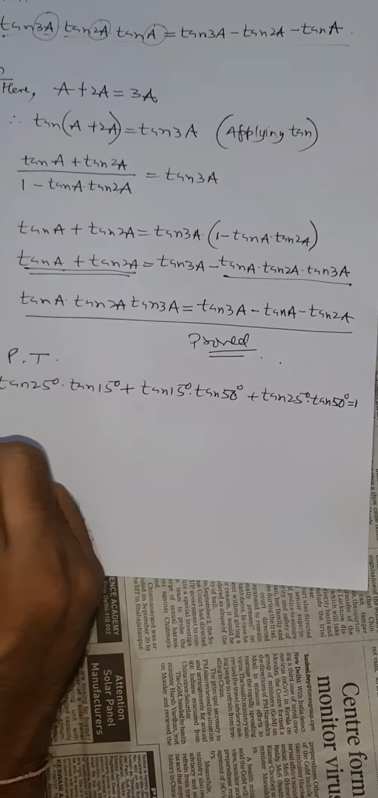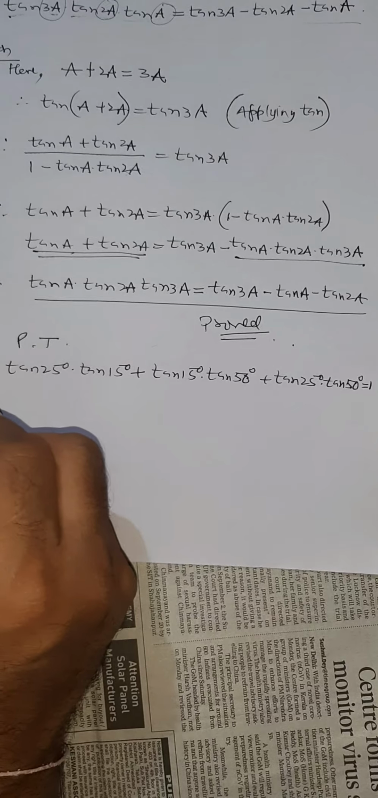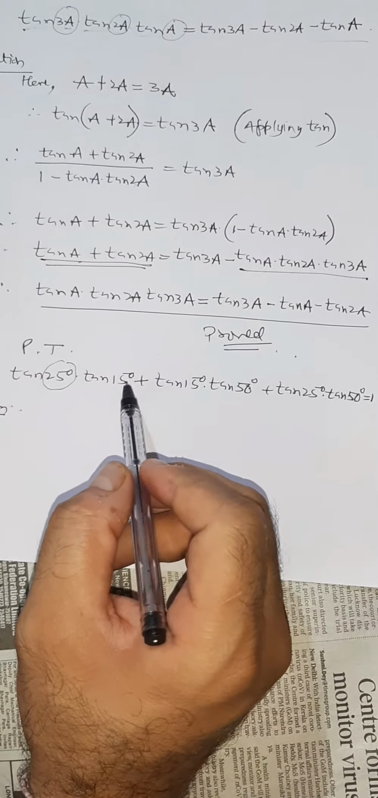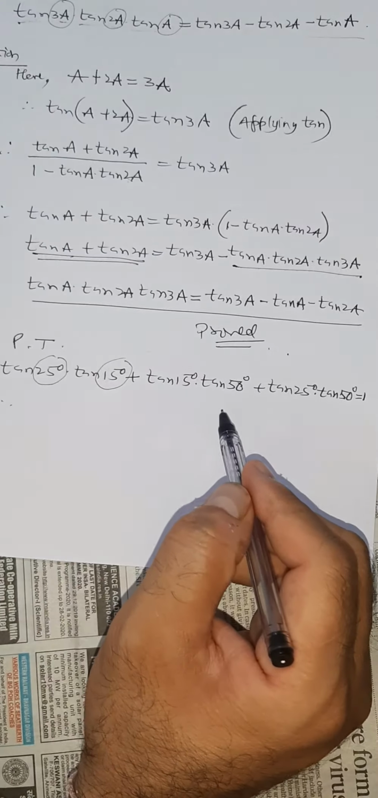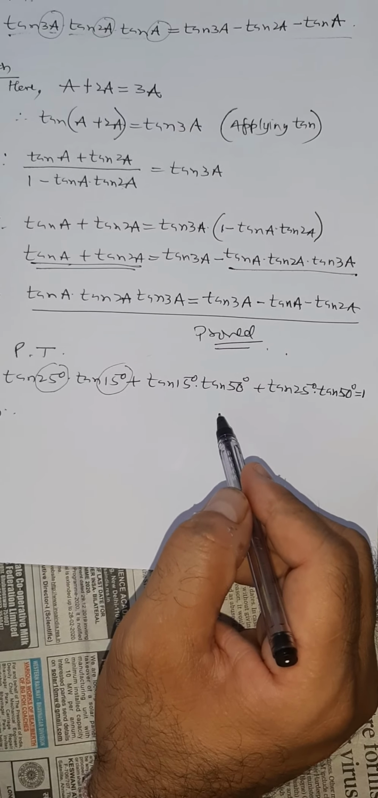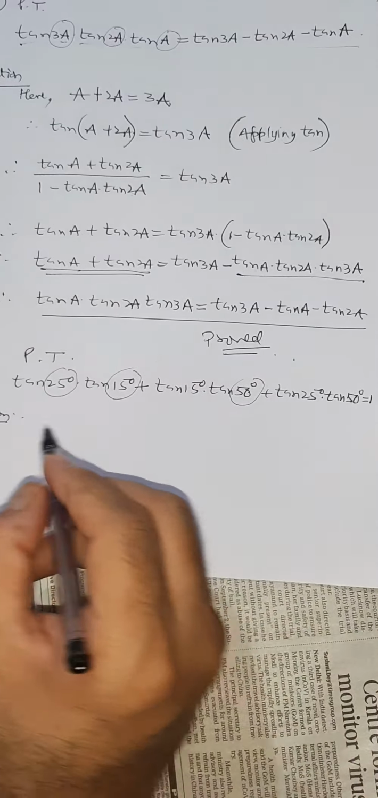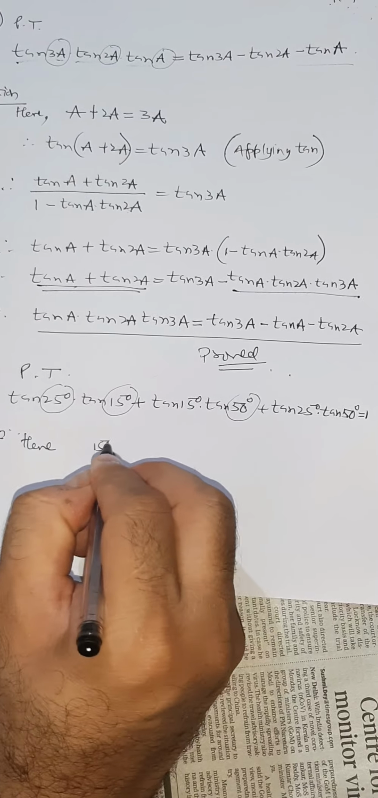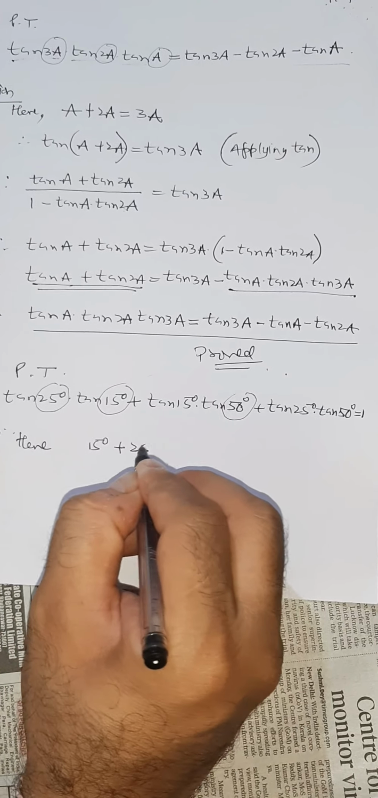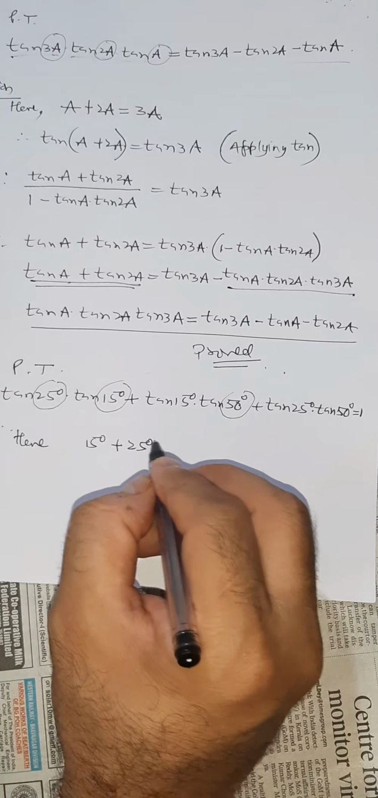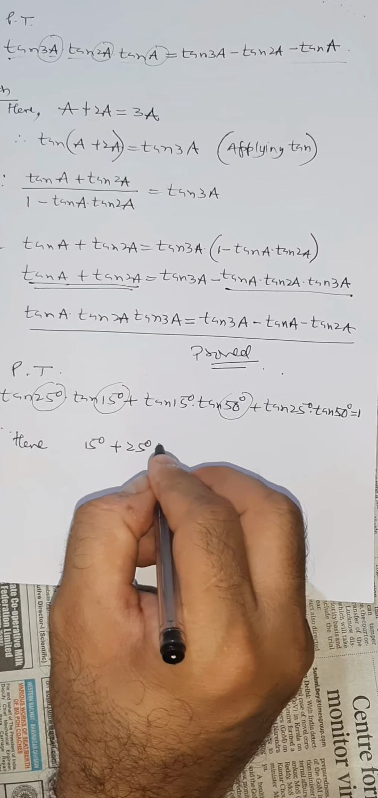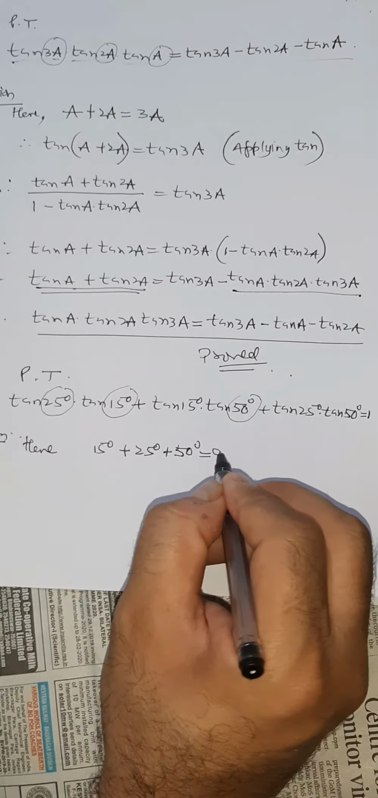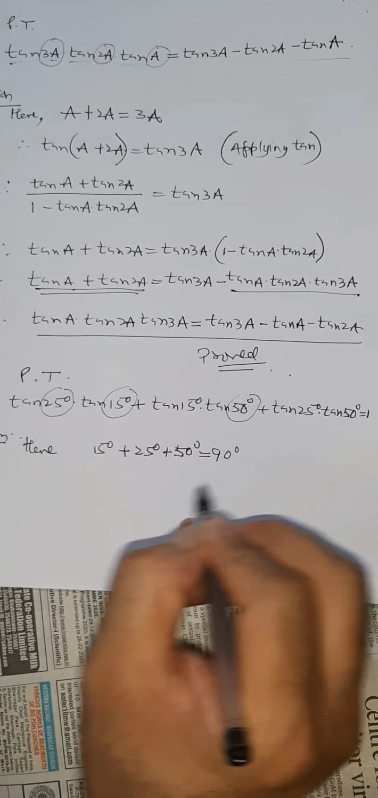Now here also I'll not do the entire solution, I'll just give the hint. There is one 25 degree if you observe, the other one 15 degree and one more 50 degree. These are the 3 different angles. So here if we notice 15 degree plus 25 degree plus 50 degree, if you observe this 3, which is nothing but 90.